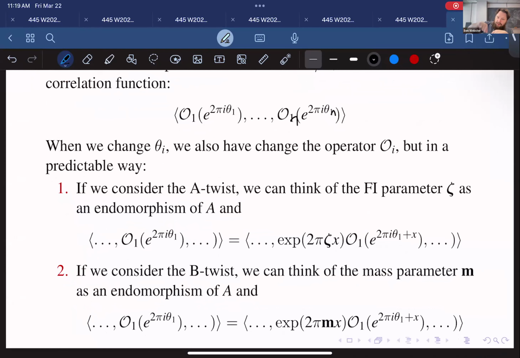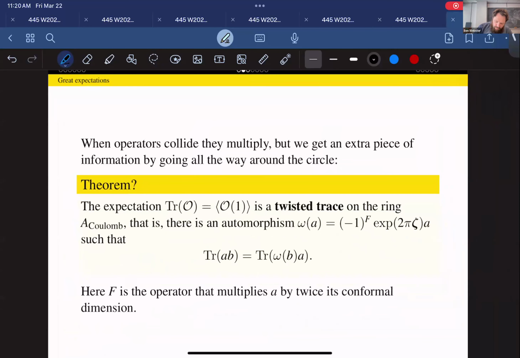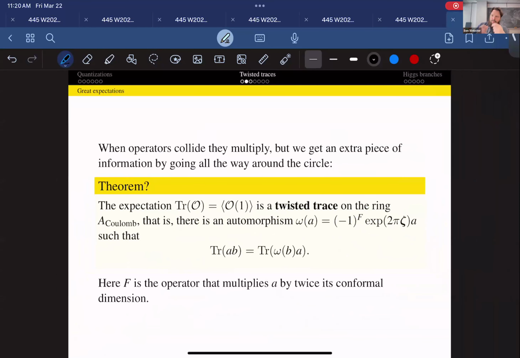Instead, I get a change, but it only depends in this very simple way on the Fi parameter or the mass parameter, depending on whether I'm looking at the A twist or the B twist. For most of the rest of the talk, I'm going to be looking at the B twist, so you're going to be seeing the mass parameter showing up here. All right. So we have these points, we can move them around. Things change a little bit when you move them around, but not in a really important way. We can still have them collide and multiply.